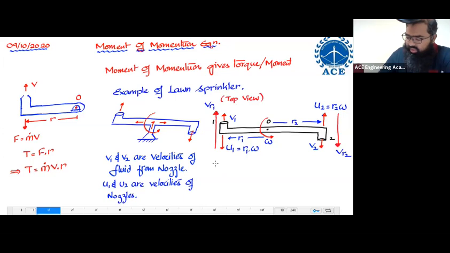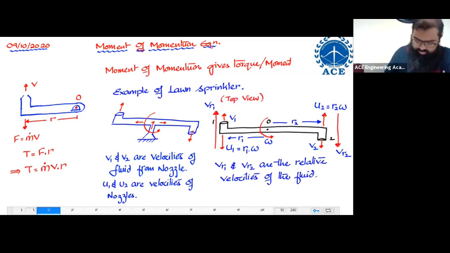So what are these VR1 and VR2? VR1 and VR2 over here are the relative velocities of the fluid. With respect to whom? With respect to the nozzle. VR1 and VR2 are the relative velocities of the fluid with respect to the nozzle.